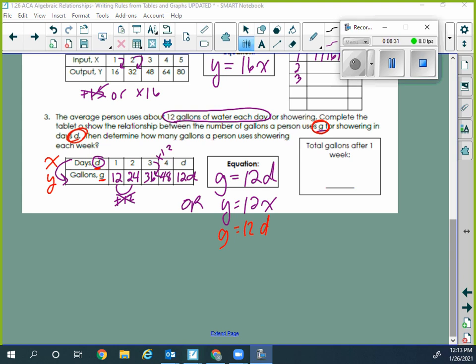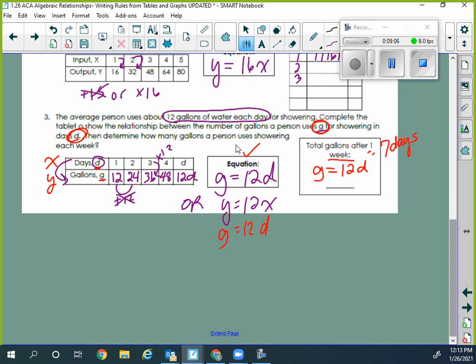Okay? Okay, so the second half of this question, we did the equation, check. The second part says, how many gallons do they use in a week? Well, what do we have to know about a week? That is equal to 7 days. So that means G equals 12D. You want to write down your equation. But now, 7 days. What's going to get replaced in my equation, the G or the D? The D, because it's days.